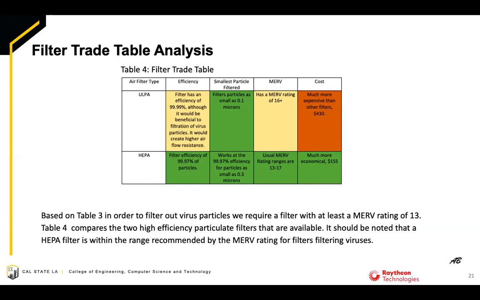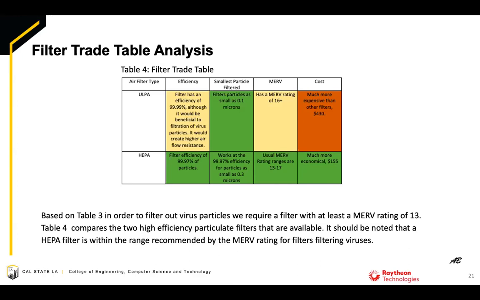So here we have a simple tray table showing the differences between the 2 most common types of filters, HEPA and ULPA. The determining criteria we have here were the efficiency of the filter, the smallest particle filtered, the MERV rating, and the cost. Each of these filters are more than capable of doing the job of filtering viruses with very high efficiencies, but the HEPA filters are the best possible option because they are much more economical than the ULPA filters.